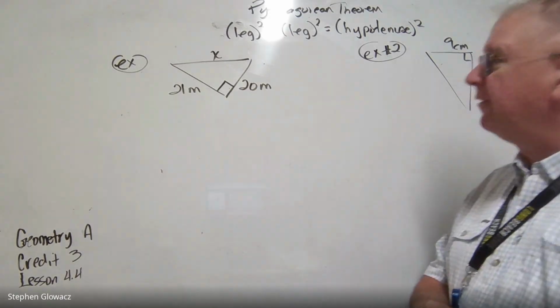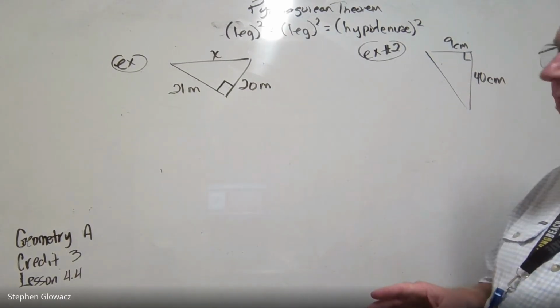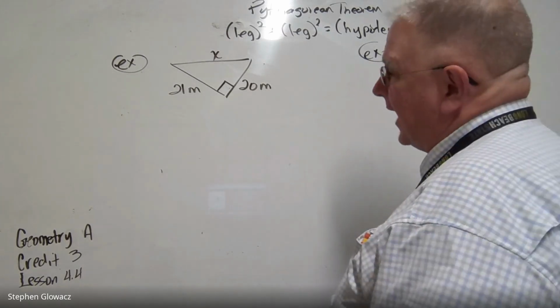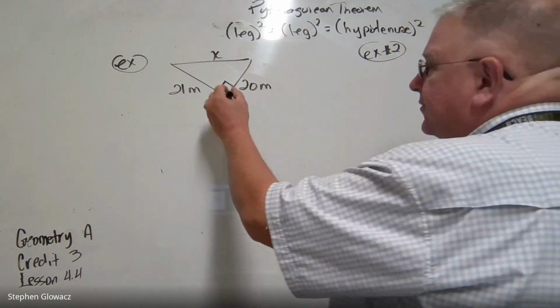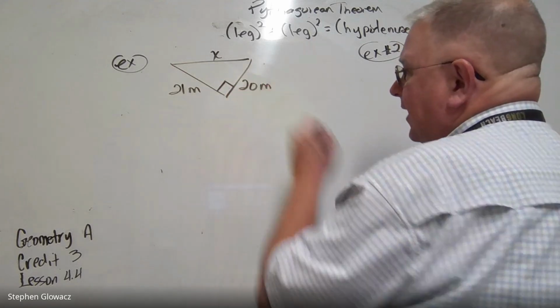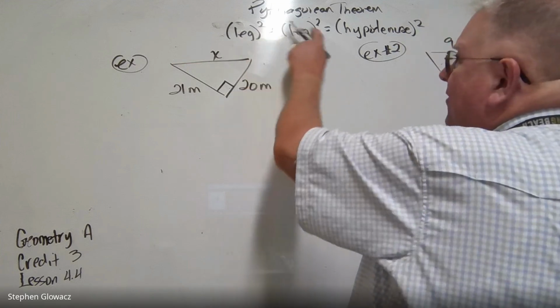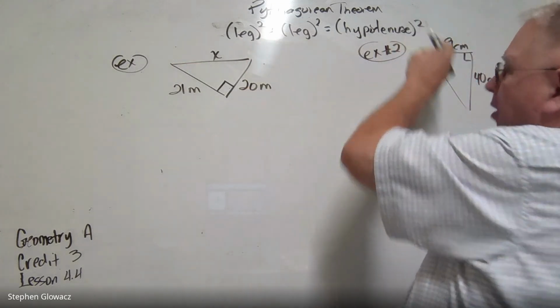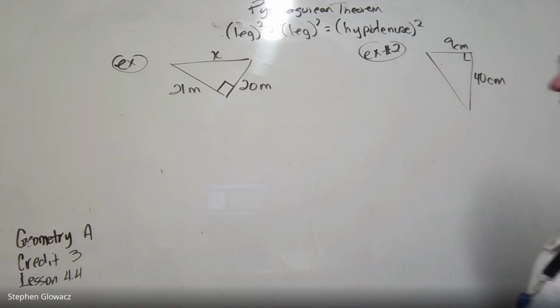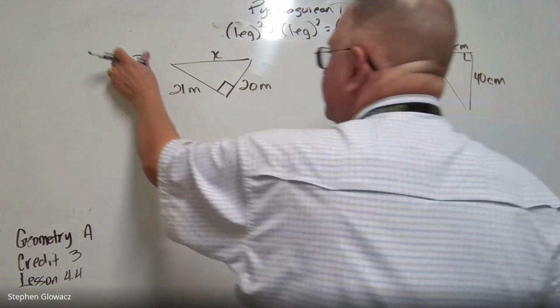So the Pythagorean theorem says that in any right triangle, if we take the two legs, and the two legs are the two sides that form this right angle here, if we square them and add them together, it's equal to the hypotenuse squared. So let's take a look at our example here. This is actually for number 1.